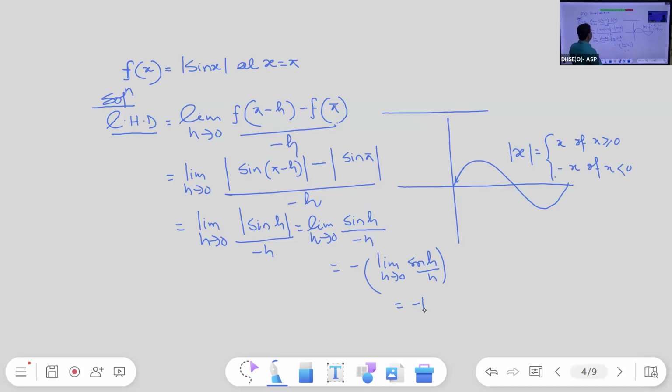Then we'll calculate the right-hand derivative of the function at x is equal to pi, RSD. So quickly note it down, guys. I'll use the next page.